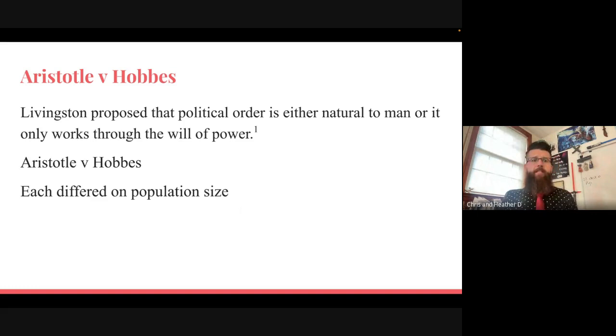The first way to look at this is through Livingston's videos this week. He proposes that political order is either natural to man, that people are just political animals that want to strive to live together, or it only works through the will of power, through this overreaching large government that dominates through law. And he really outlines this belief in more of the old view of Aristotle as opposed to Thomas Hobbes here. And basically each differ on the population size of how big, let's say, a republic or a government could get.